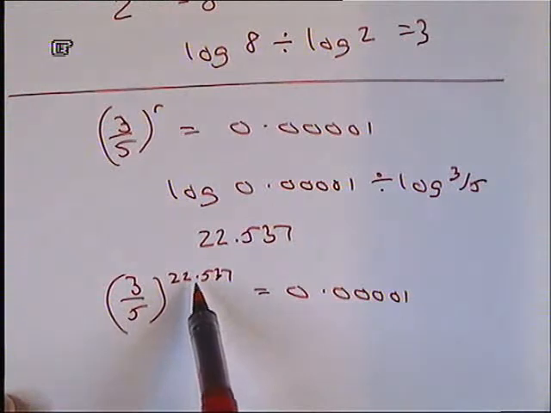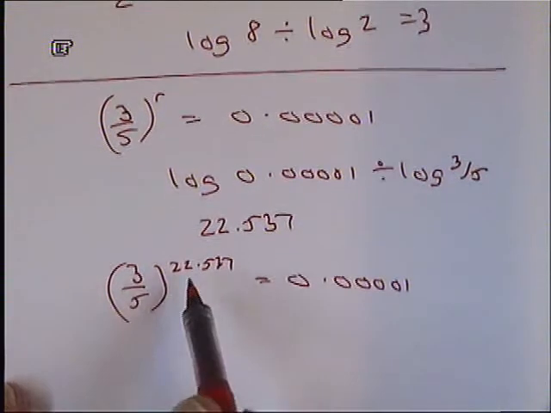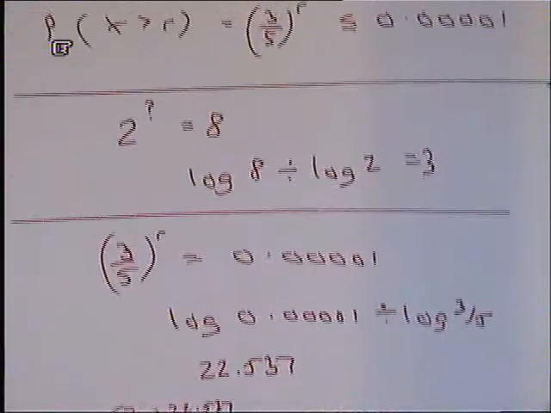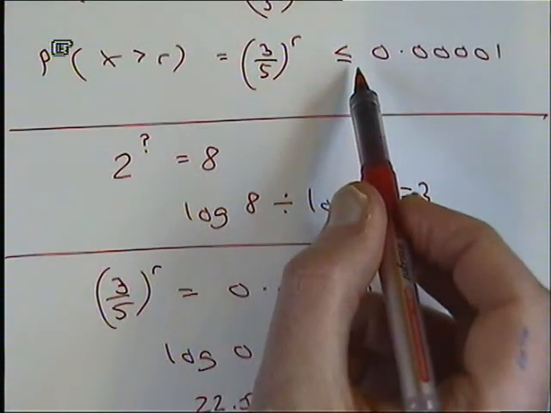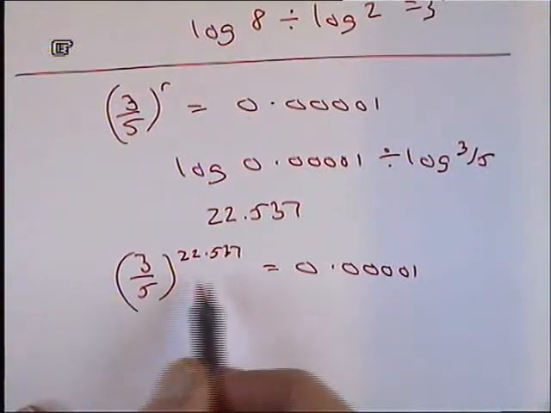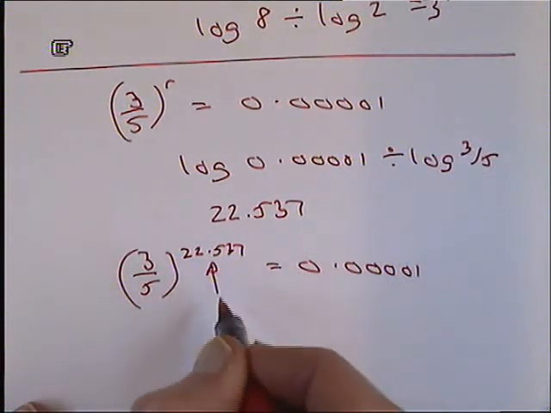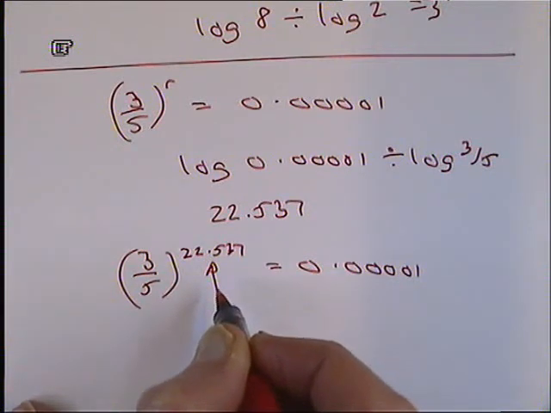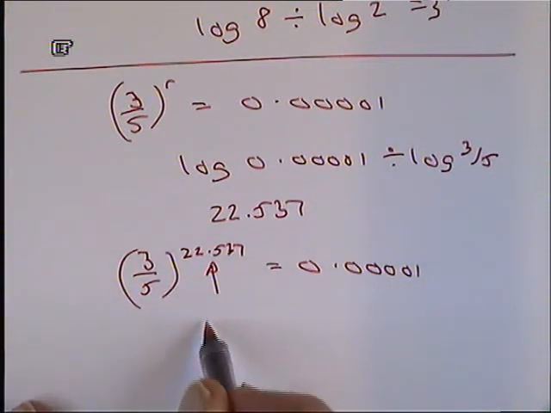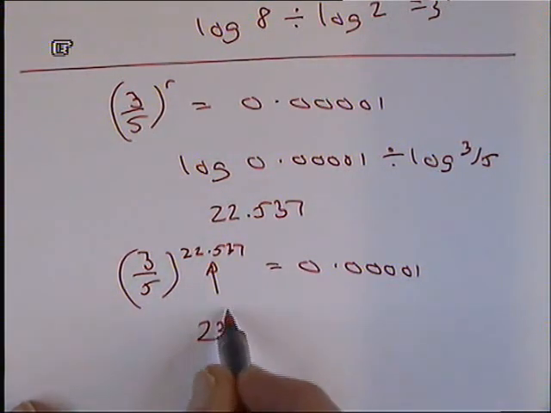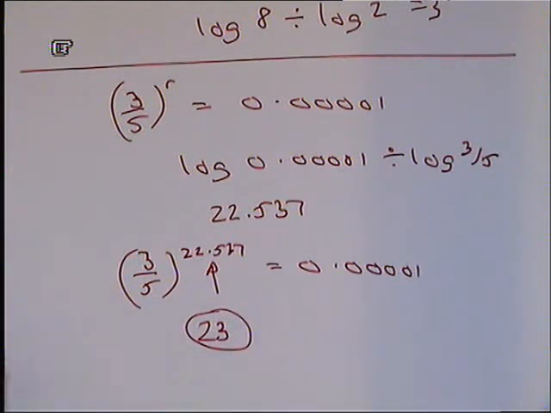The higher this number goes, the smaller this number gets. So if 22.537 makes it exactly this number, bearing in mind I've actually got to get it smaller than that number, I just need to go anything over this number here. And this is the number of trials the darts player has to have, so it can only be whole number values. So in this scenario you always round up to the next whole number. If I round 22.5 up, I get 23. So the answer to this question was 23.